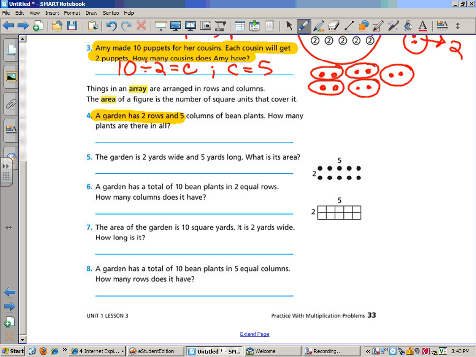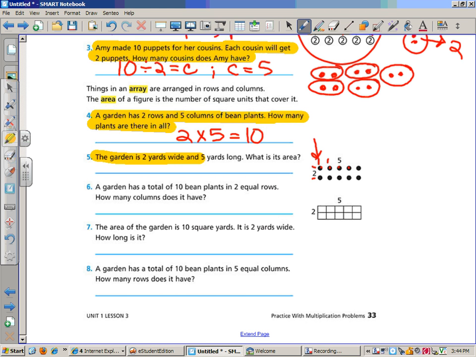A garden has 2 rows and 5 columns of bean plants. So right away, they're giving us rows and columns, so that should be triggering us to know, I could maybe make an array for this. How many plants are there in all? Okay, so right over here they've done the drawing for you. They have 2 rows, so row 1, row 2, and there's 5 columns going this way. How many plants are in all? Certainly, if your comfort is, you could start counting those, or maybe you recognize right away that that's 2 times 5, and that's going to give you a total of 10.